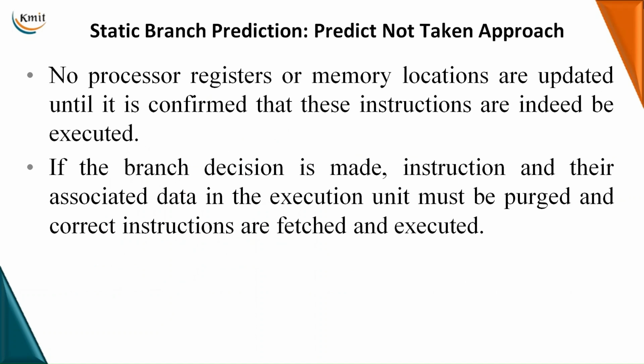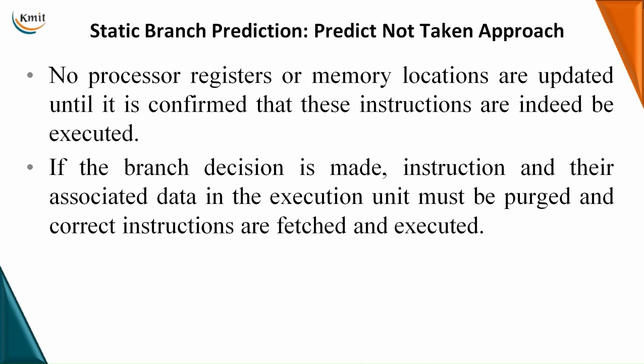After a branch decision is made, suppose there is an error, say that after the actual branch is executed, the branch is taken. In that case our prediction is wrong. So if the branch decision is made and the prediction is false, the instructions and associated data which are in the execution units all must be removed from the pipeline, and the correct instructions must be fetched and executed.